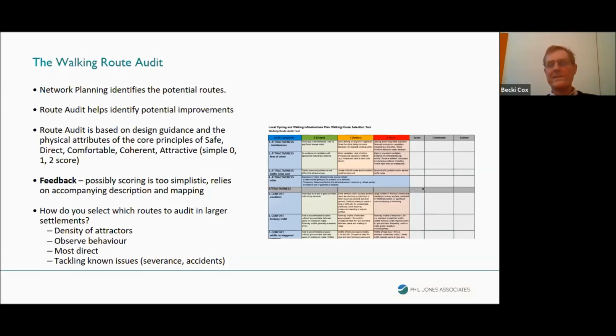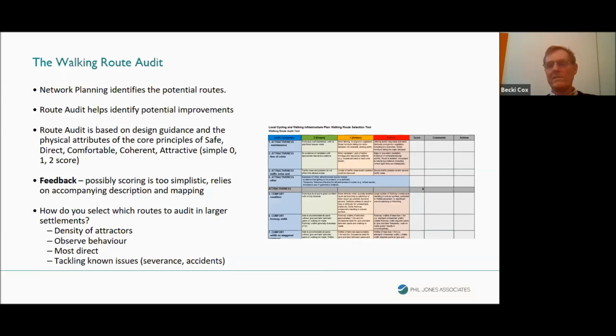Because when you do your initial data analysis, it might throw up tens or hundreds of routes. And generally, what most people have been doing is looking back at the density of attractors along those routes, the observed behaviour of where people are already going, and then what are the most direct routes? So where are the best and easiest places to get through a place? But also, are there some known issues?